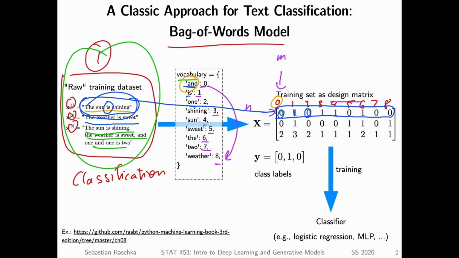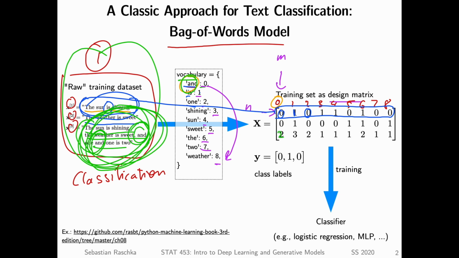And then just as an example, let's take the third training example, because it's maybe more interesting, there are more words in there. So let me take this one here. Now again, I do the same game basically. So I look at the first entry in the vocabulary. Does the text contain "and"? Yes, it does contain "and". So it contains "and" here and here. So I have 2 times "and". So I put a 2 here and so forth.